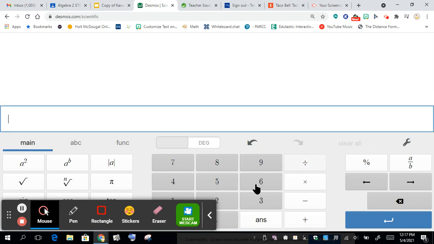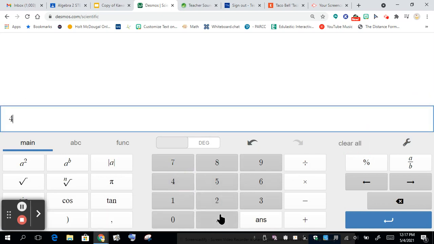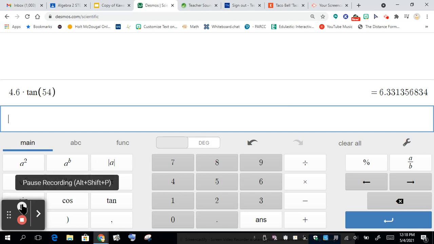All right, here we are again. So it would be 4.6 times tan 54. And so your final answer, 6.33. I'm just going to say 6.3, as long as this is actually in degree mode. Don't make that mistake. So we have 6.3.